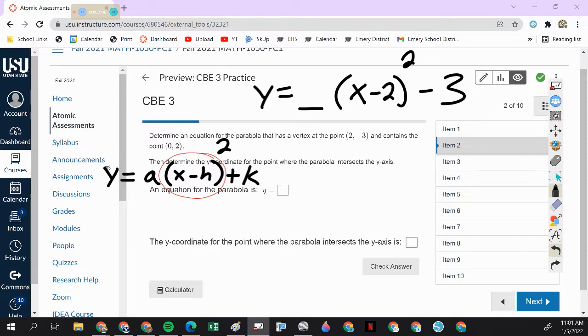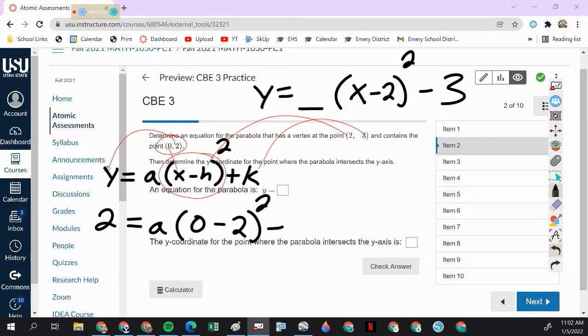All right. So I know that one of the x, y coordinates is 0, 2. So I can put 0 in there and 2 in there. And then I can put the 2 in there and the 3 in there. And then I'll have everything except a, and I can solve for a. So 2 equals a times 0 minus 2 squared minus 3. So that becomes 2 equals 4a minus 3. Add 3. I get 5. Divide by 4. So this is 5 over 4.